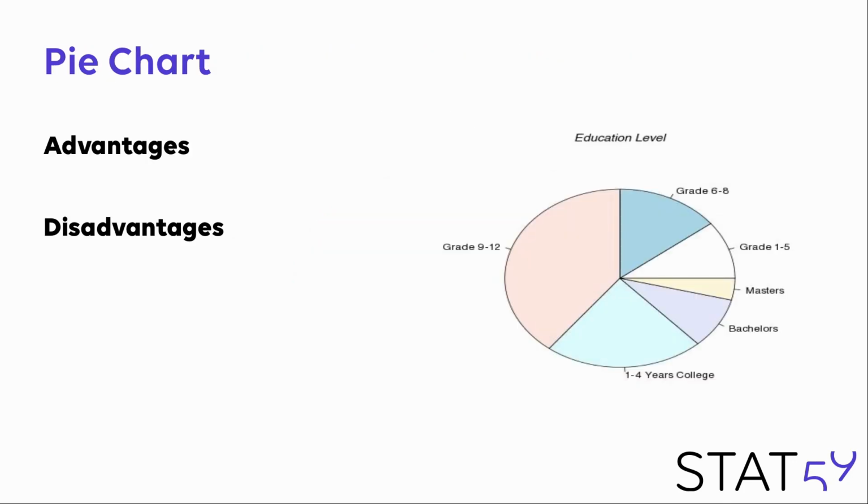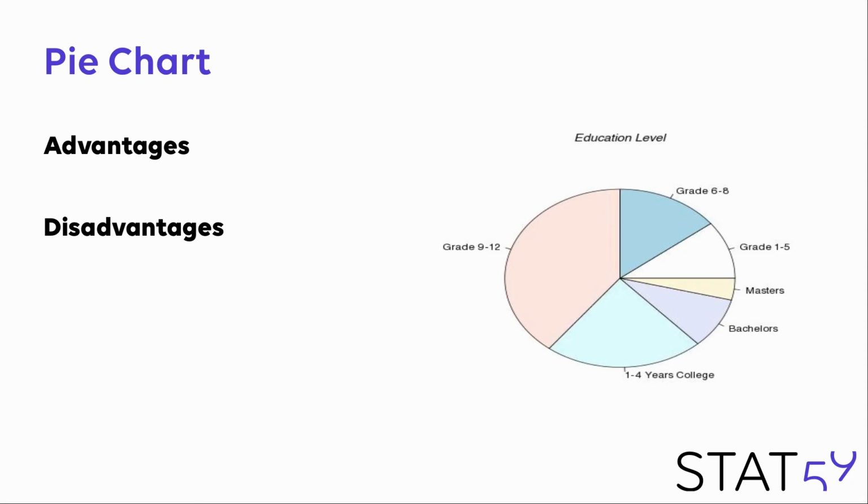Unfortunately, although there are some advantages, there are a number of disadvantages to pie charts. The advantage is that almost everyone is going to be able to interpret these. They're very easily understandable by most readers. And they do give a good overall view of the composition of the whole sample. So it's pretty easy to see by looking at this that most of the people here had education of grade 9 to 12, and not too many had a master's degree.